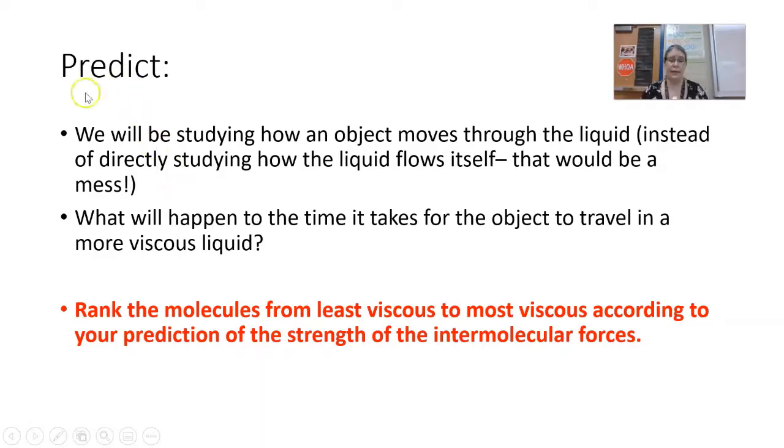So your job right now is to make a prediction, to rank the molecules from the one you think you will find the least viscous to the most viscous. Of course, how are you going to do that? Well, you're going to predict the strength of the intermolecular force and think about how a stronger intermolecular force affects the viscosity. So I'll give you a little bit of time to make a prediction, and then we'll go on and we'll do the experiment. We'll try several trials and then average the times together.